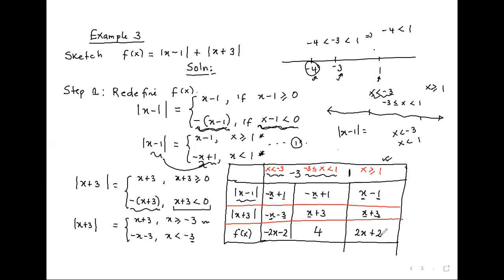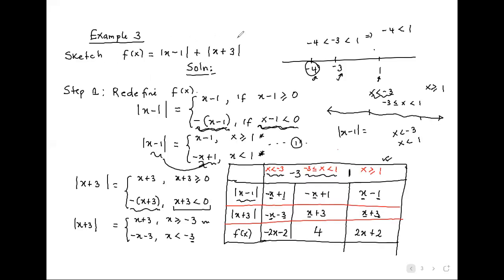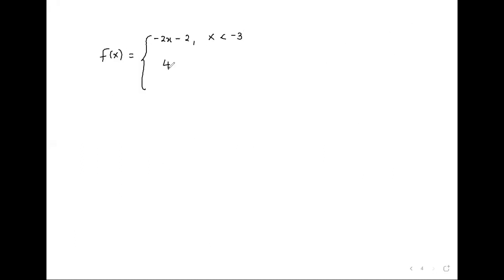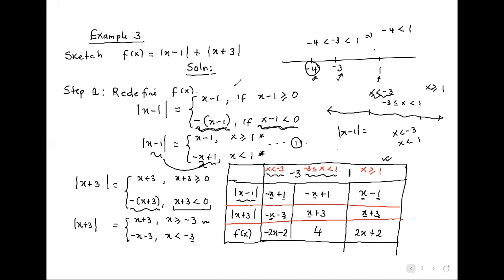So the function has been redefined. So we have redefined the function as f of x is equal to 3 pieces: negative 2x minus 2 when x is less than negative 3. We have also redefined as 4 when negative 3 is less or equal to x but less than 1, and 2x plus 2 when x is greater or equal to 1. That's how we redefine the function.